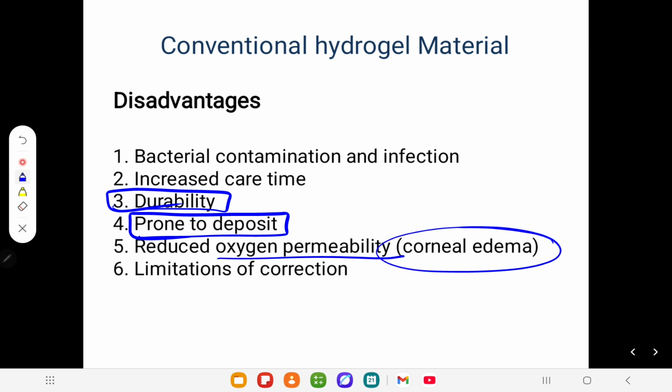So compared to the new RGP material and to silicon hydrogel, hydrogel lenses always have less Dk. Always, because in hydrogel material I think we can push maximum up to 55 to 60, so we cannot go higher than that. That's why oxygen permeability is way better in nowadays RGP material and silicon hydrogel. And limitations for corrections: sometimes hydrogel materials have limitations of correction, for example high cylinder, definitely.